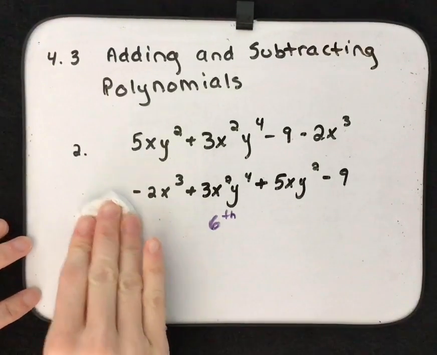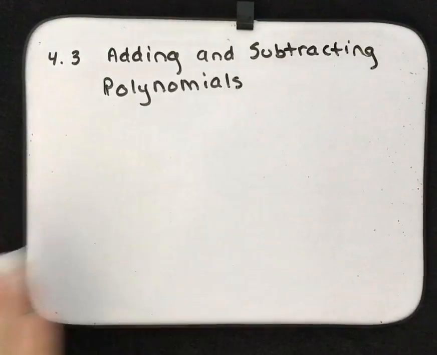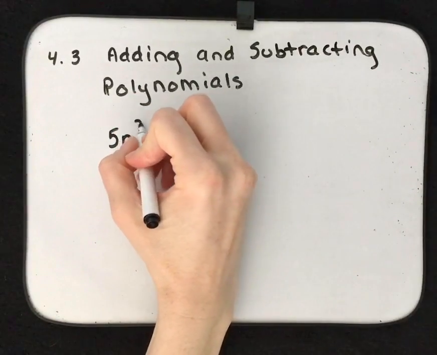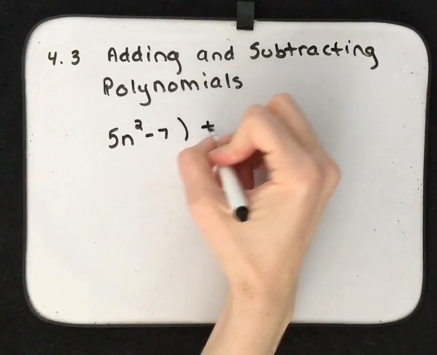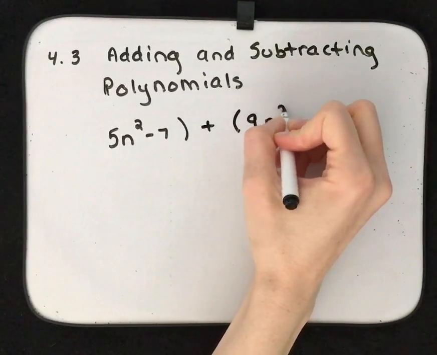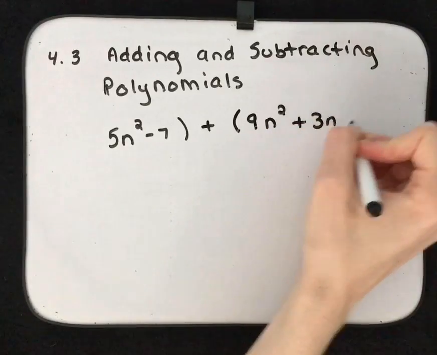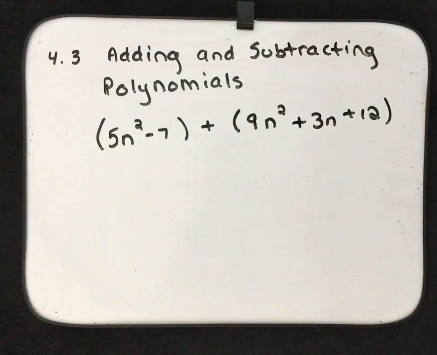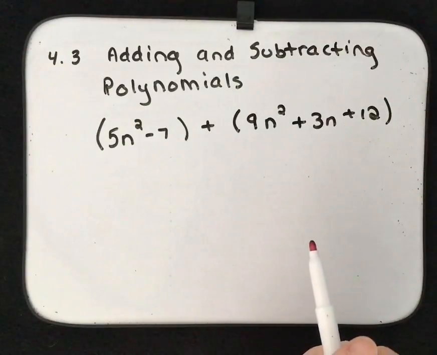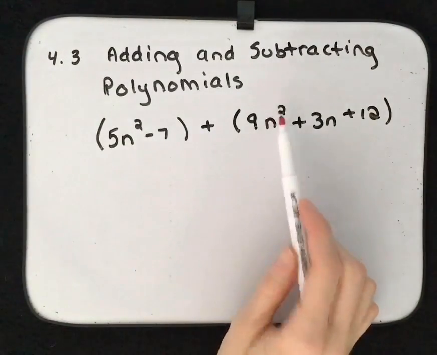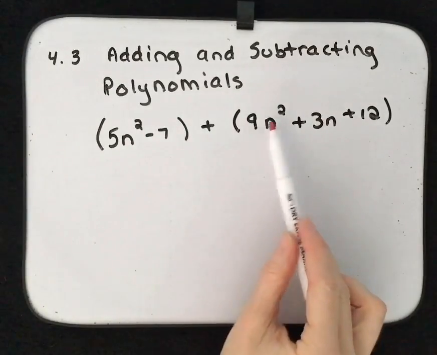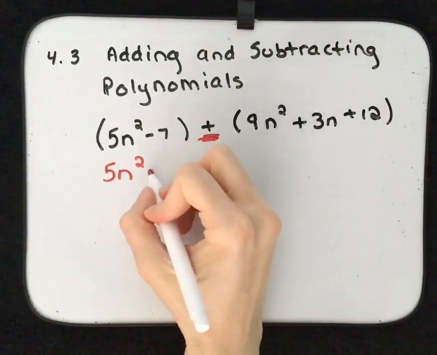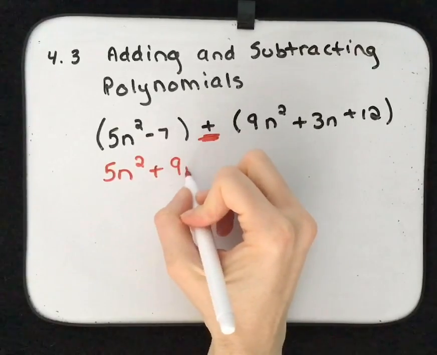Let's look at some more examples. If we want to add these two polynomials, we need to look at the powers to make sure that we are adding the same things. So n to the second, n to the second. That means we are looking at 5n to the second. We have plus right here, so plus 9n to the second.